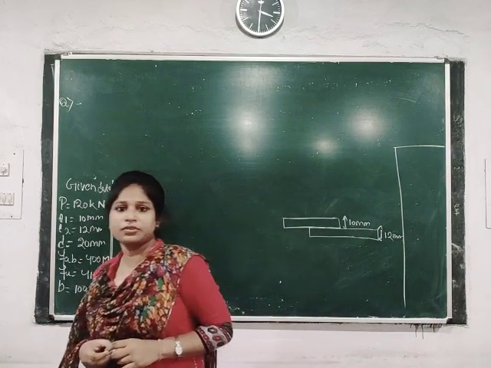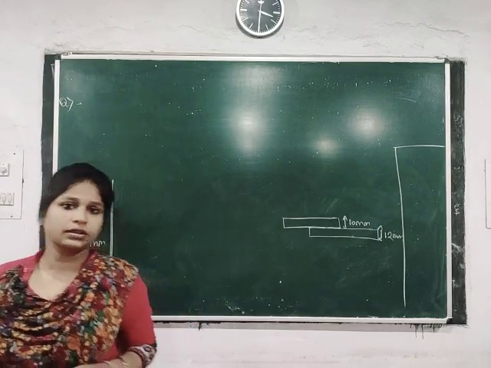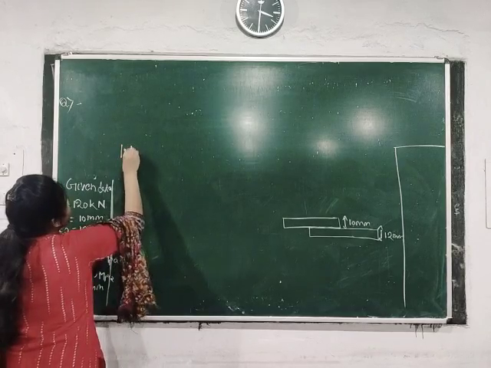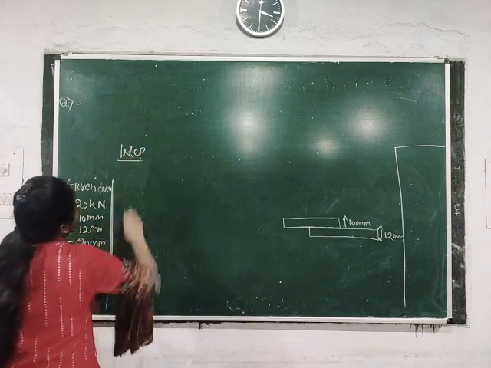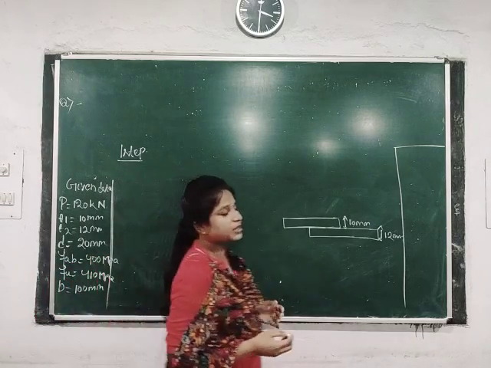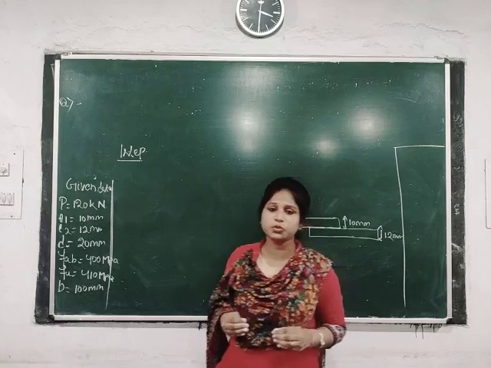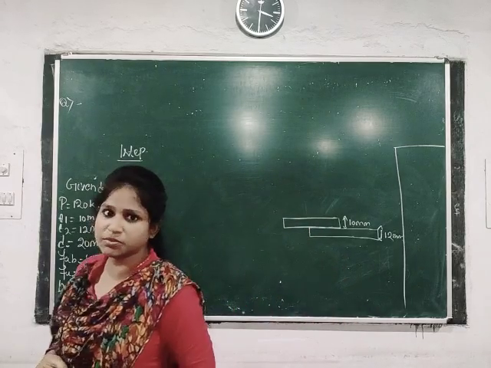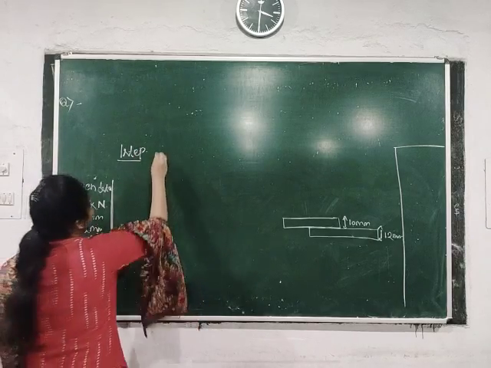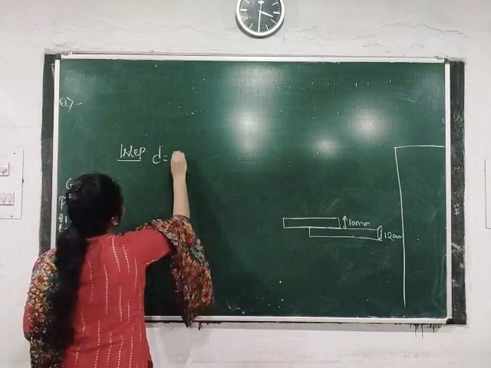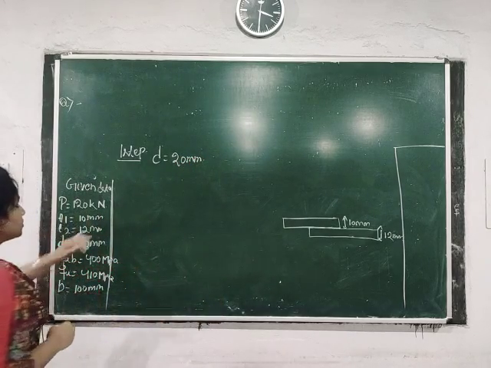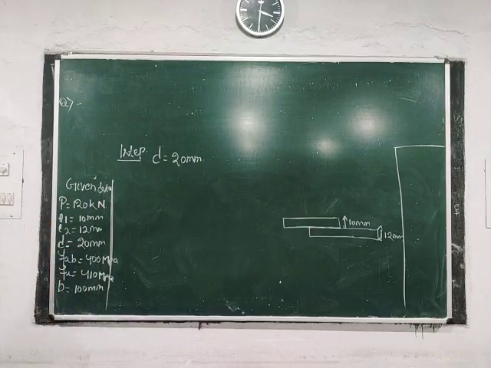In the first step we will determine the diameter of bolt. But as in the question the diameter of bolt is given, there is no need to determine it from the Unwin's formula. So we can take the diameter of bolt as 20 mm, which is given in the question.